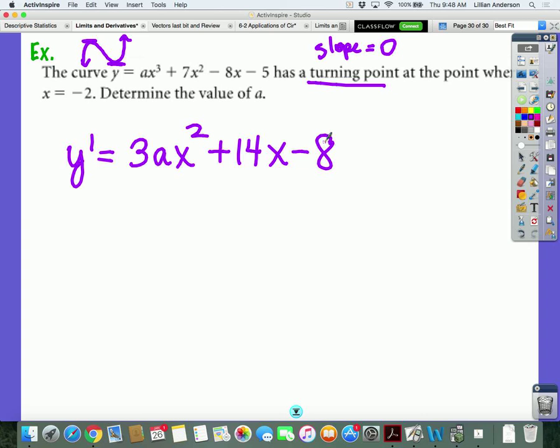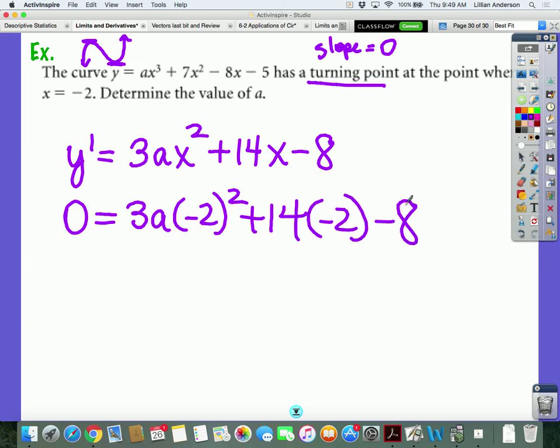So now that we have the derivative, we know two other pieces of information. We know that when x is equal to negative 2, the derivative should equal 0. So set that derivative equal to 0, and plug in negative 2 for x. That's how we go about finding the value of a. Because again, we're given those two pieces of information. The derivative had to equal 0 when x was negative 2. So we do a little bit of math here.